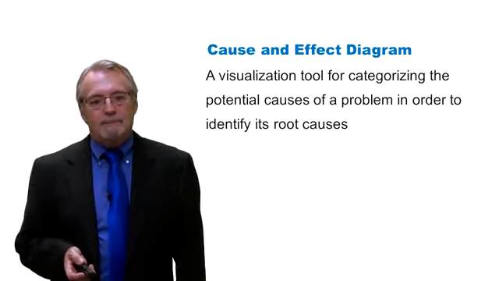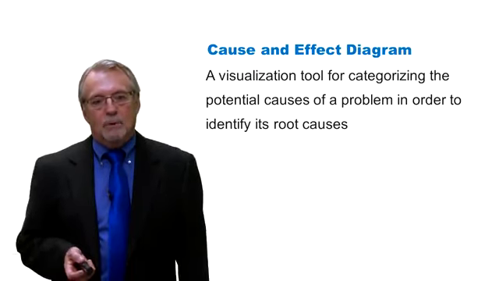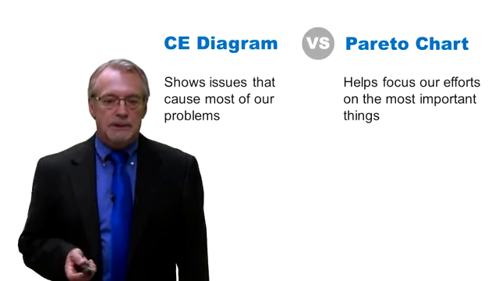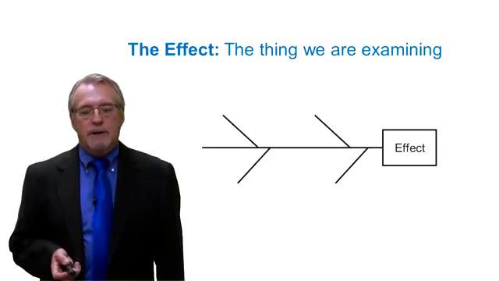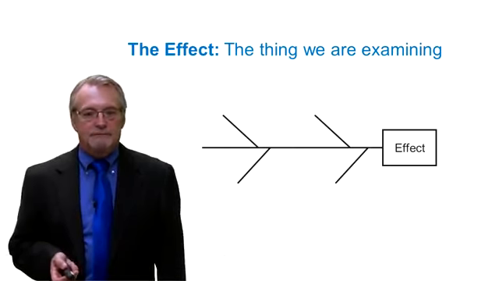Cause and effect diagram, it's a visualization tool for categorizing potential causes of problems. And in this tool, we're going to be looking for root causes. If we look at a cause and effect diagram, it identifies issues that cause our problems, versus a Pareto chart. A Pareto chart is going to prioritize those and put those together in a little different visual format.